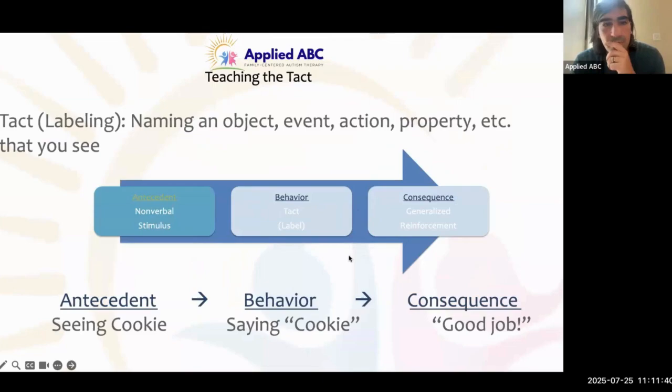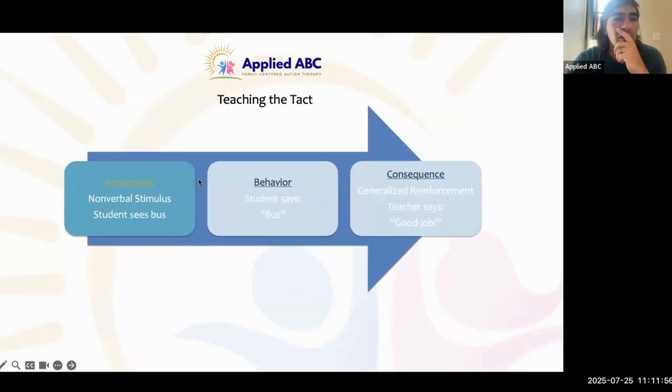So the antecedent is generally a nonverbal stimulus, although the stimulus can be what is this, and usually it will instruct them. Behavior, you say it.